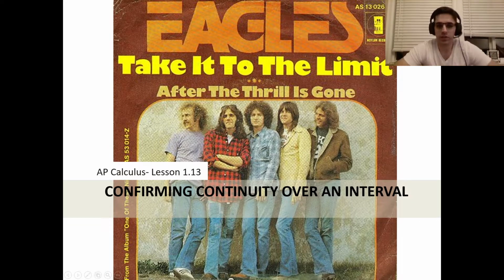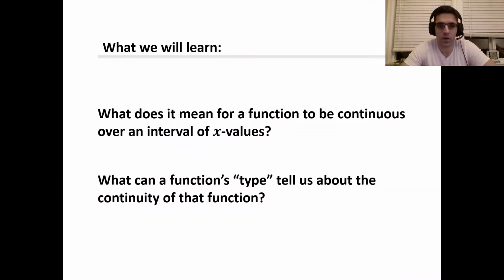So this is Unit 1, Lesson 13 of our calculus class. The unit is called Limits and Continuity. Lesson 13 is called Confirming Continuity over an Interval. What we're going to learn in this lesson is what it means for a function to be continuous over an interval of x values, and what we can tell about a function's continuity just based off of its type.